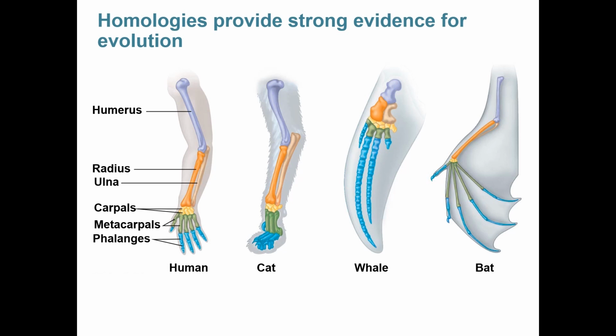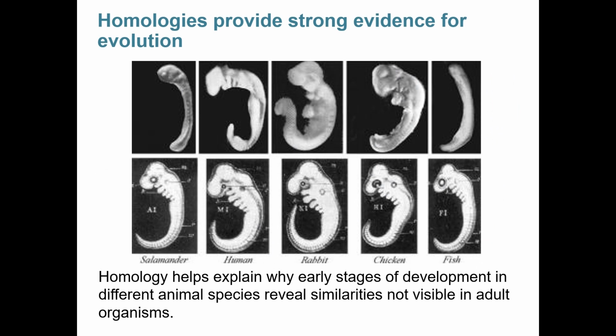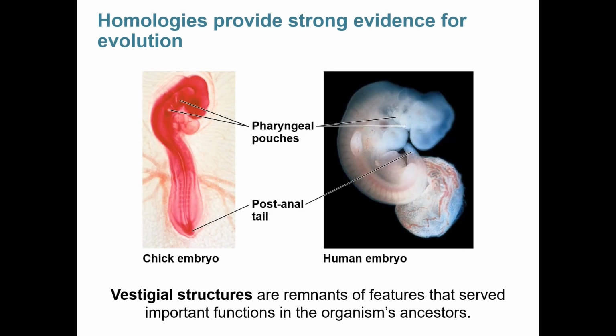We also see homology when we look back at the embryos that Anaximander was so infatuated with. It explains why early stages of development in different animals are very similar, even though those similarities might not be visible in organisms when they're adults. For example, both chick embryos and human embryos have pharyngeal pouches, which will eventually become gills in things like fish, and they have a post-anal tail. The tail will shorten and be reabsorbed in human embryos most of the time.